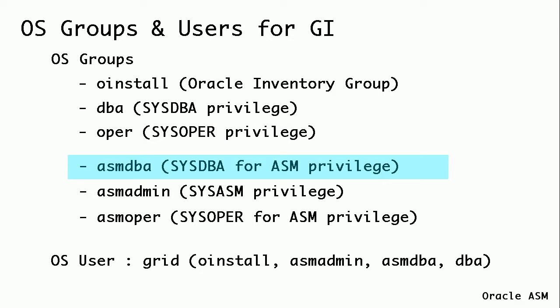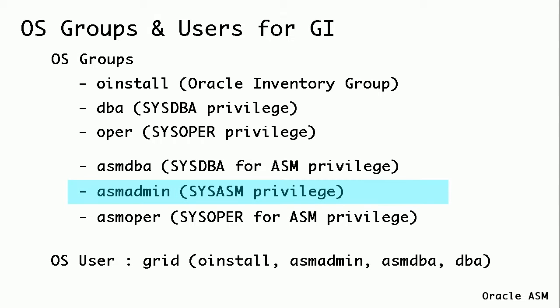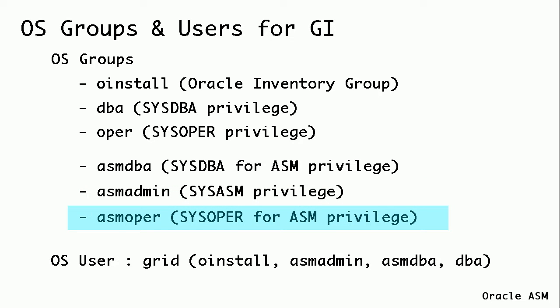ASM DBA group will get sysdba privilege for ASM. Users in this group will get full administration privileges to manage ASM instances. ASM admin group will get sysasm privilege. Users in this group will get privileges to mount and dismount disk groups and related storage administration privileges. ASM OPER group will get sysoper privilege for ASM. Users in this group can start up and shut down ASM instances.